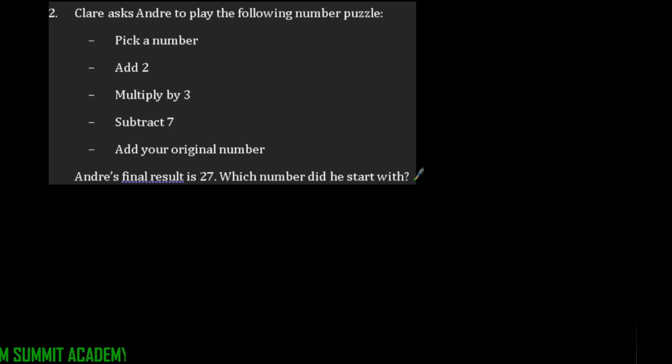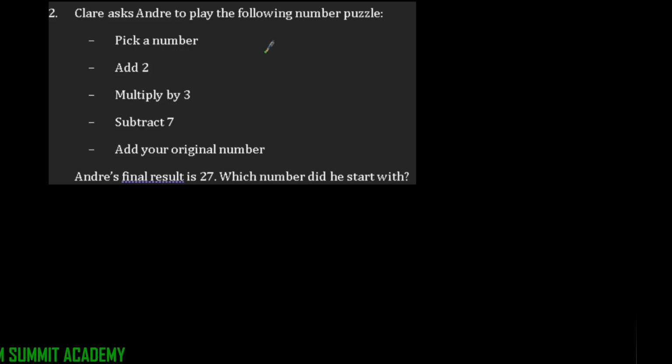For the second one, on the practice, it says Claire asked Andre to play the following number puzzle. Pick a number, add 2, multiply by 3, subtract 7, and add your original number. It says Andre's final result is 27. What number did he start with?